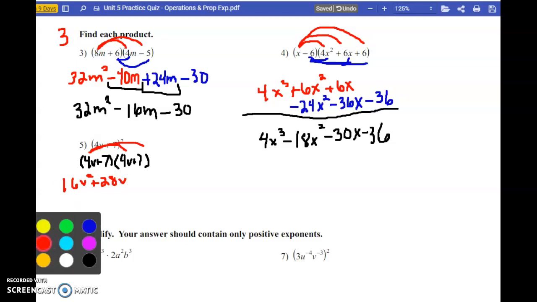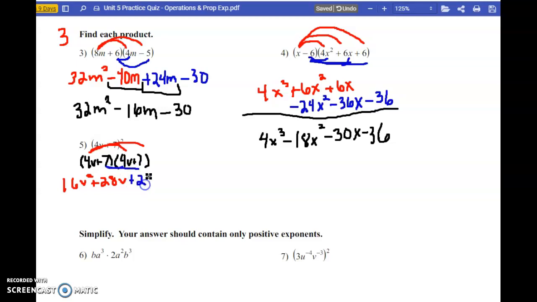Apologize for the handwriting. I'm using my finger on my mouse pad. And I distribute the 7 to everything. That's going to give me another plus 28v. And then plus 49. And my like terms here in the middle. My 16v squared stays the same. That's going to give me 56v, 28v and 28v. And then plus 49. So expect 3 multiplication problems that look like those.